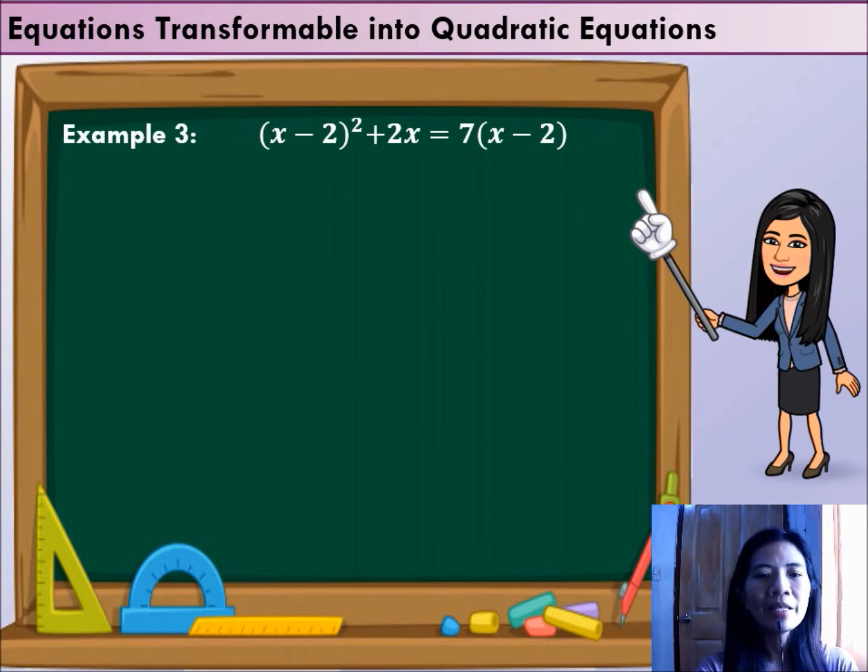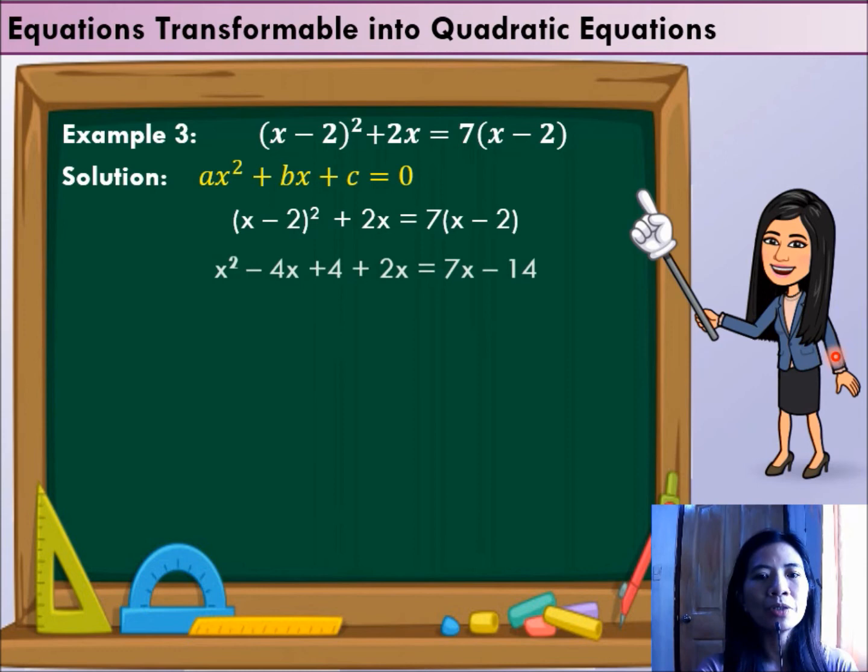Okay, let's have the last example. We have the quantity (x - 2) squared plus 2x equal to 7 times the quantity (x - 2). If you notice, this is still not written in standard form. So we are going to transform it into standard form.